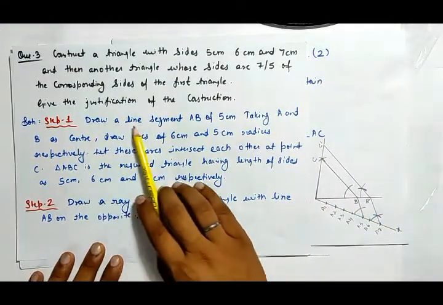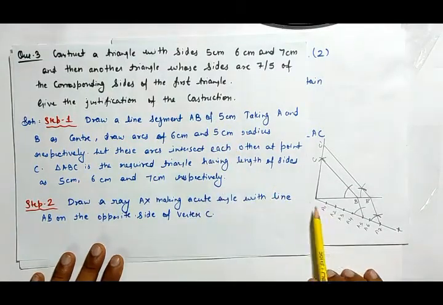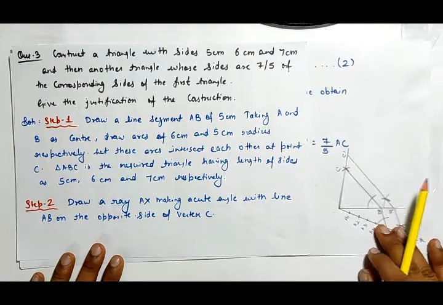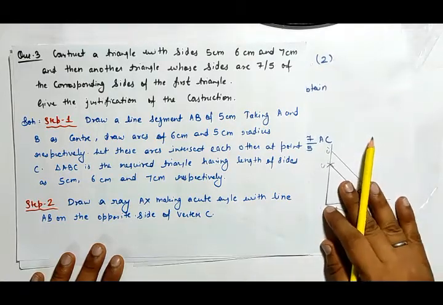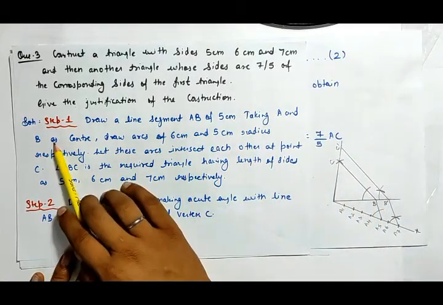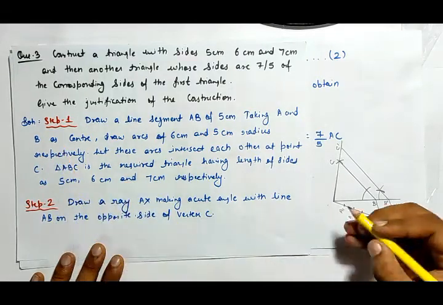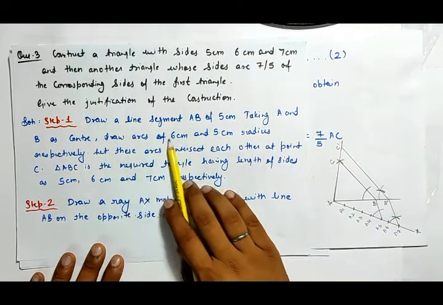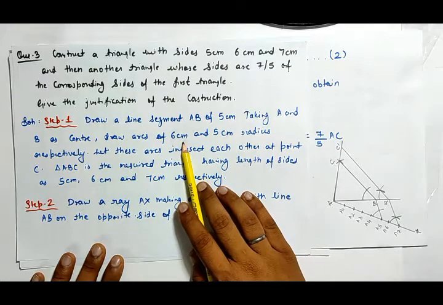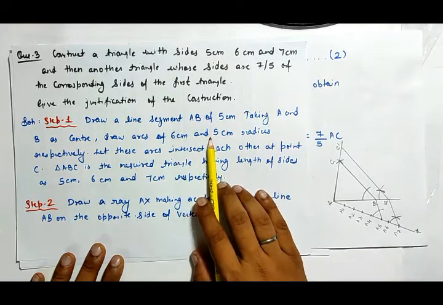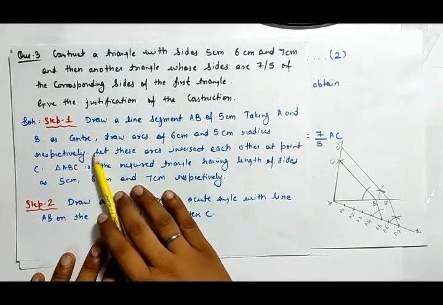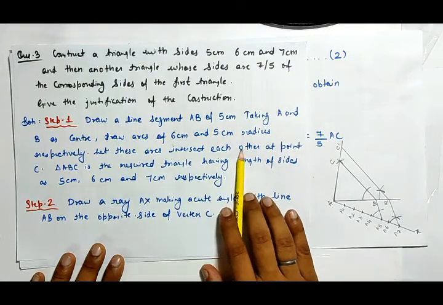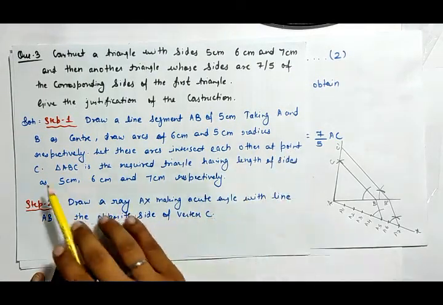So step 1 is draw a line segment AB of 5 centimeter. After that, taking A and B as centers, draw arcs of 6 centimeter and 5 centimeter radius respectively. Let these arcs intersect each other at the point C.